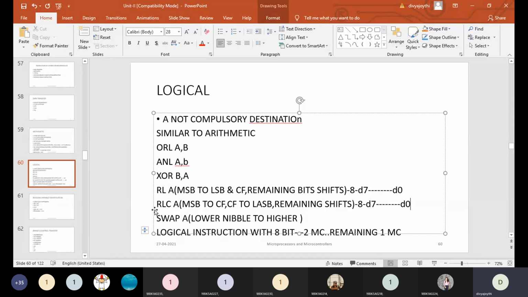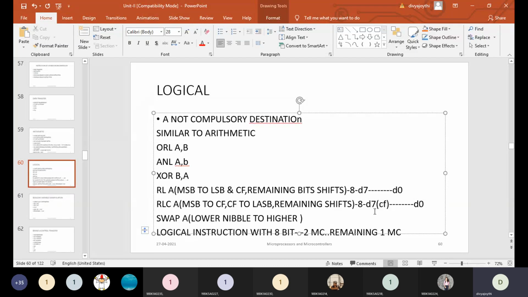Okay, but whenever I say RLC, rotate left with carry. So here the D7 value will be stored in the carry flag place. We have the carry flag in the PSW, right? So the D7 value will be stored in the carry flag. Whatever the carry flag value is there, that value will come and sit in the place of D0, and the D0 value will go to D1. The D1 value will go to D2. That is how the rotate operation will be happening.